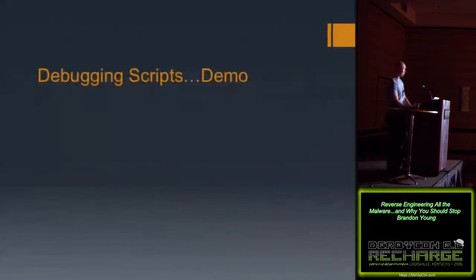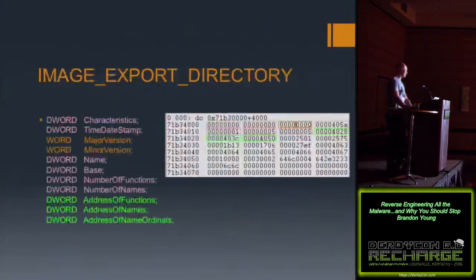This is the image export directory. You can see on the right-hand side, I actually have a picture of the one that we just saw in WinDbg for this sample. In pink, I have the DWORDs, and in orange, I have the words actually highlighted, so you can see them a little bit better. And in green, I have the 3 addresses, the 3 offsets I'm actually interested in. You can see it's the address of the functions, the address of names, and the address of the ordinals. What we want is the address of functions because we already know there aren't any names.